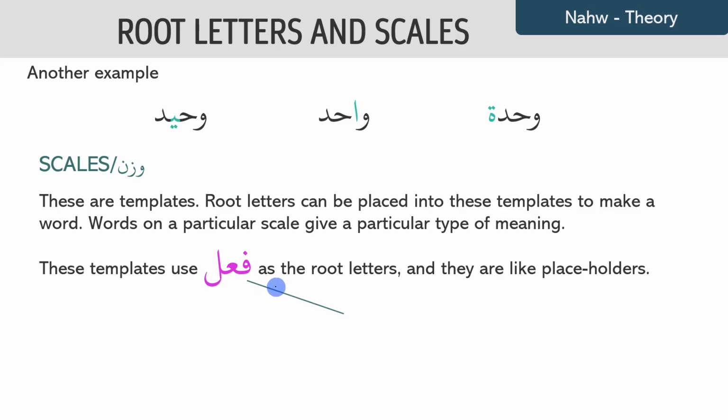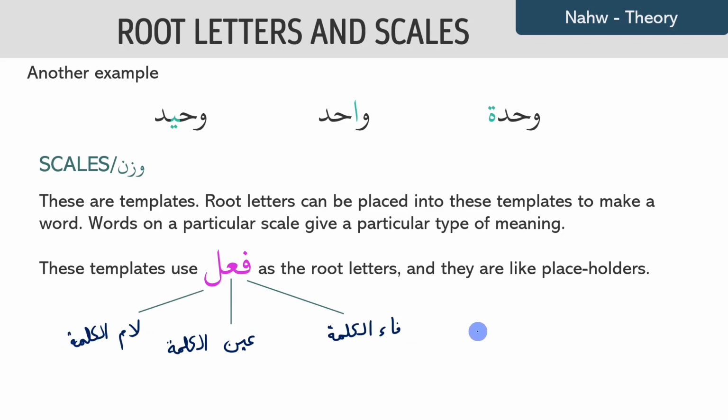The fa is considered the first root letter, and we label it as the fa'ul kalima. So the first root letter of any word will be labeled fa'ul kalima, which is labeled like that because we use the standard fa'ala, and fa is the first root letter of the word fa'ala, of course. And then the second root letter is labeled as ainul kalima, named after this ain in the word fa'ala. And the third root letter is labeled as lamul kalima.